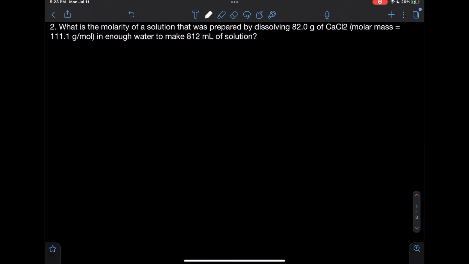The second question wants to know the molarity of the solution made by dissolving 82 grams of calcium chloride in enough water to make 812 milliliters of solution. So we have 82 grams of calcium chloride. We need that in moles, so we'll multiply that by the molar mass. This equals 0.74 moles.